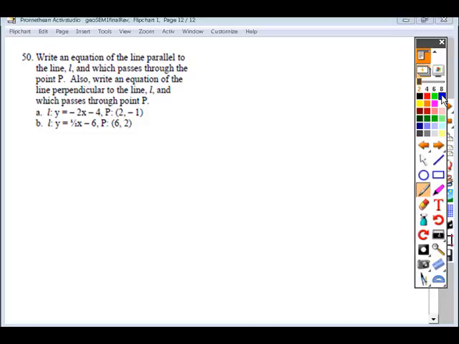And I'll do one of the problems here. You should be able to get the other one from what I do on the first. Okay, but you're going to write the equation of a line that's parallel to the given line and passes through the given point.